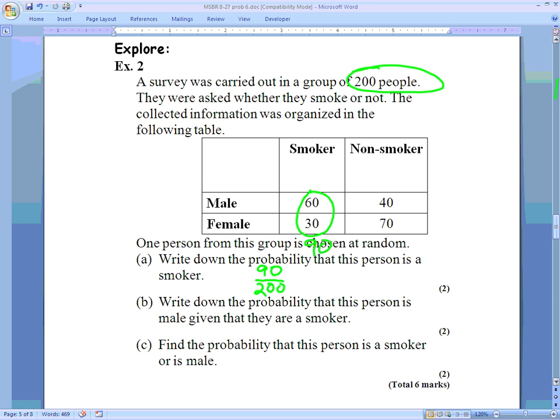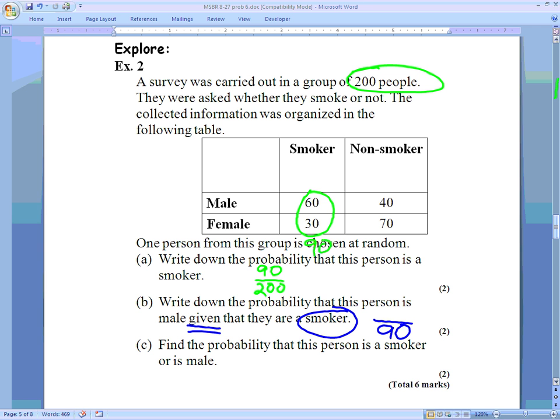Part B, write down the probability that this person is a male given that they are a smoker. Well, I see the word given. What was I given? I was given that they're a smoker. Again, find the word given and see what you were given. We were given only smokers. How many smokers were there? There were 90. So that's my new universe right there. 90 people total.